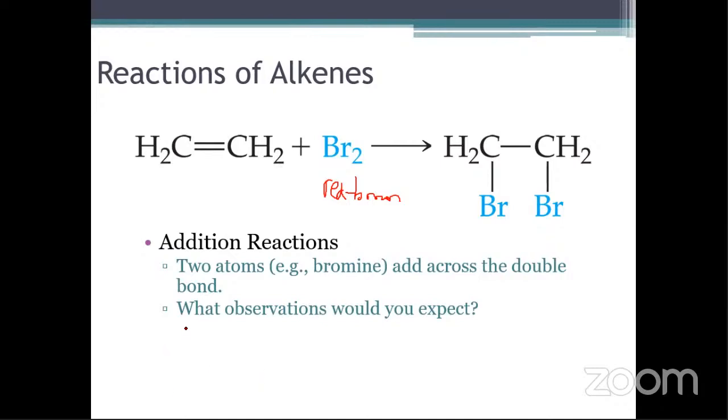So you will see a color change from red-brown to colorless. All right, and that is how we tell if something is an alkene. We react it with bromine, and if it changes from red-brown to colorless, we know that that substance was an alkene.